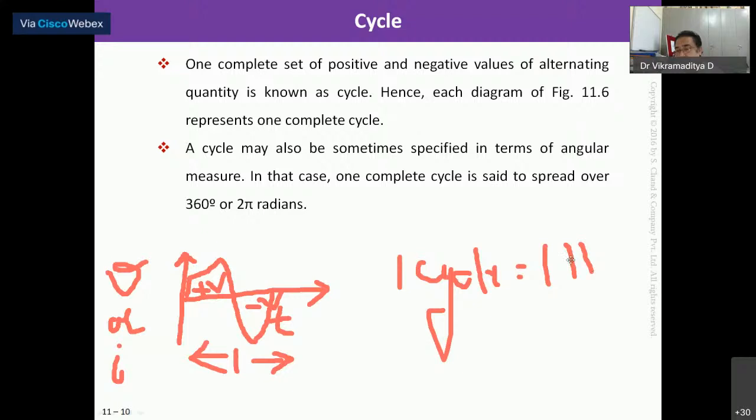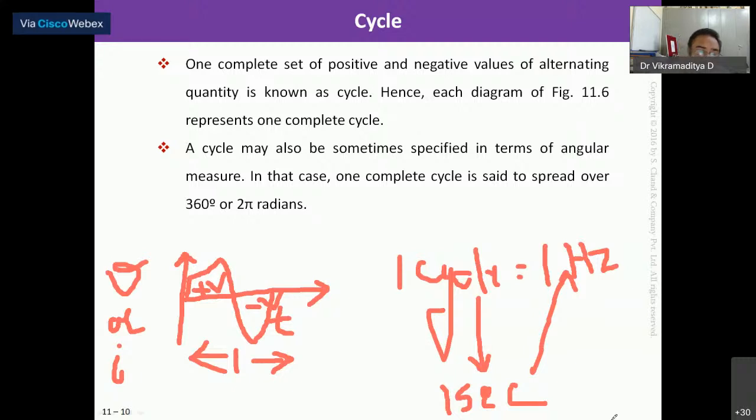Hertz. The unit of frequency is hertz. One cycle is nothing but a set of a positive and a negative value of an alternating quantity. If this one cycle is completed in 1 second, then it is termed as 1 hertz frequency. So the number of cycles per second is termed as frequency.